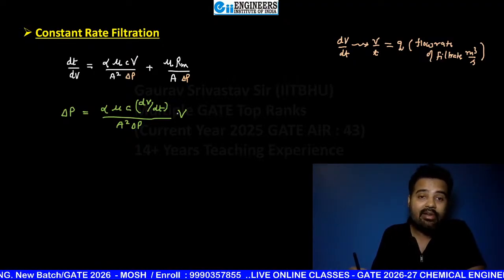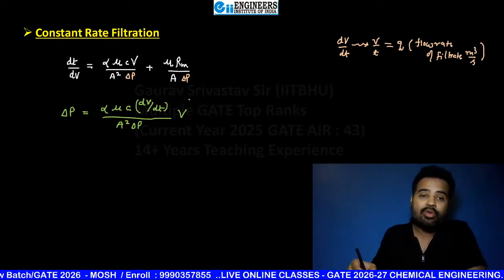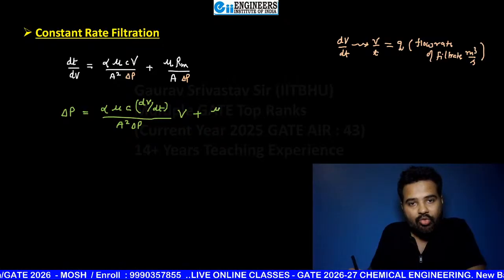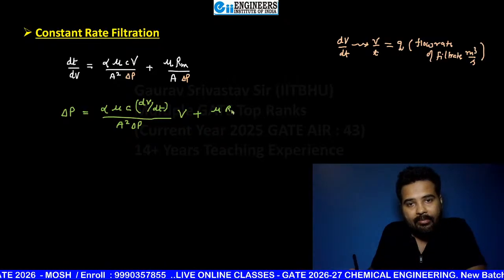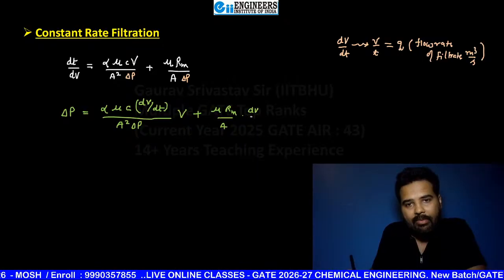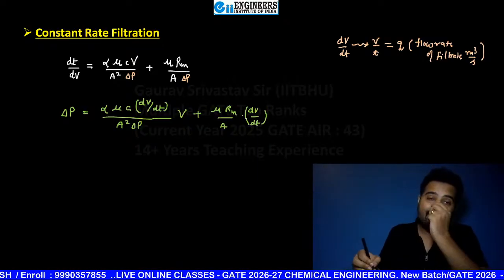This V is a variable, because this is the volume of filtrate collected. Total volume of filtrate collected, plus here mu rm upon A, and here you also have to write dV by dt. Okay, and now the beautiful thing is this dV by dt is a constant value.